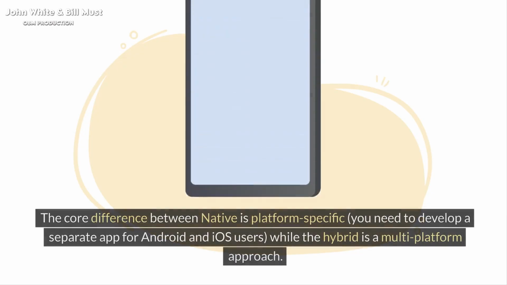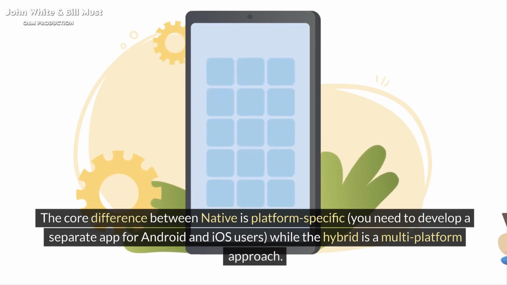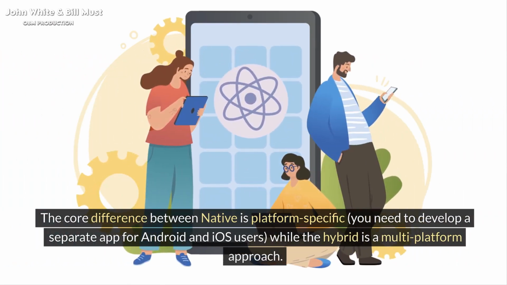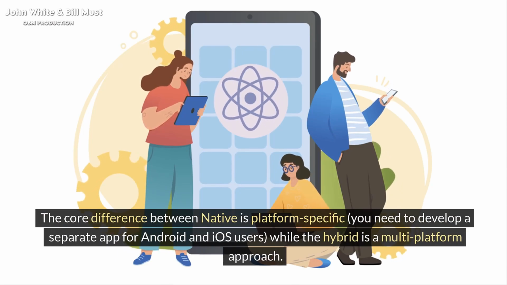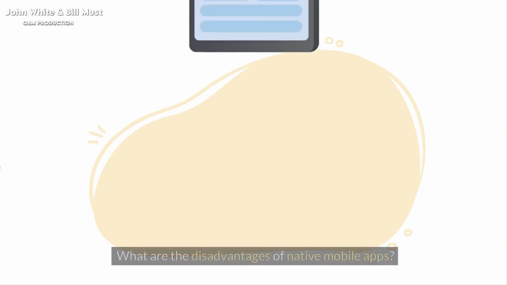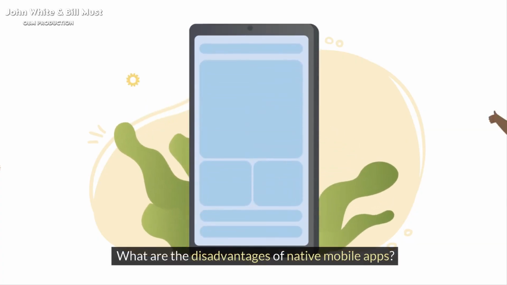The core difference is that native is platform-specific. You need to develop a separate app for Android and iOS users, while hybrid is a multi-platform approach. When you see web pages in the mobile application, it is known as WebView. What are the disadvantages of native mobile apps?